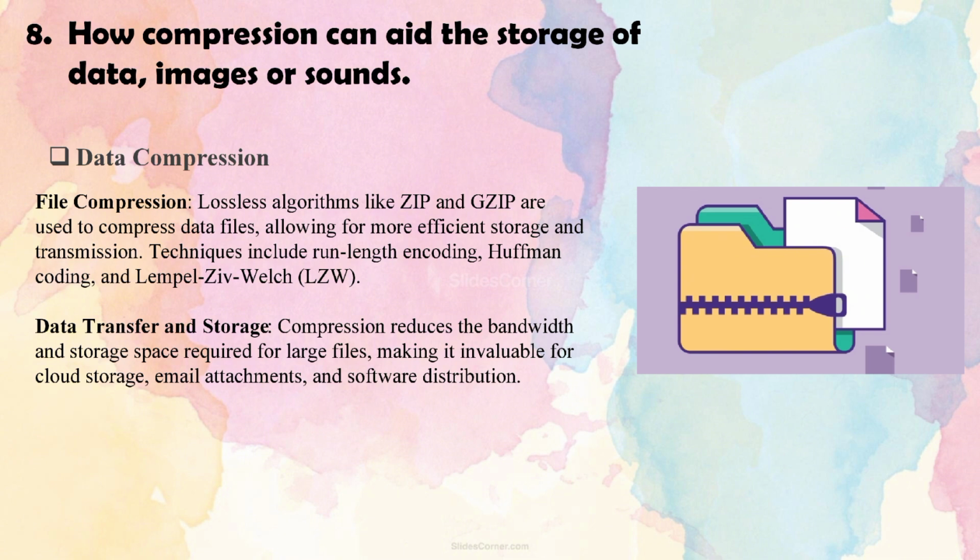How compression can aid the storage of data, images or sounds. Data compression: file compression, data transfer and storage. File compression. Lossless algorithms like zip and gzip are used to compress data files, allowing for more efficient storage and transmission. Techniques include run length encoding, Huffman coding, and LZW, Lempel-Ziv-Welch.